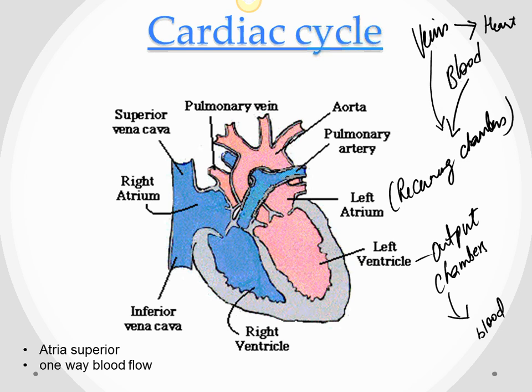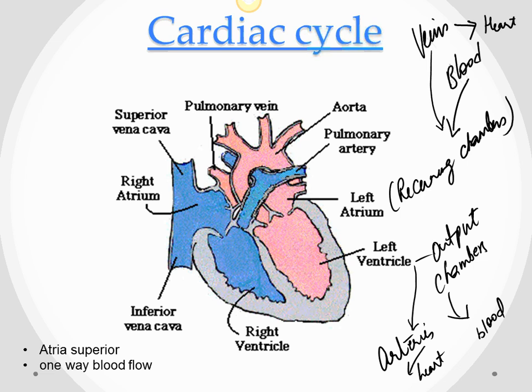Okay. Arteries take blood away from the heart. Ventricles push blood out of the heart. So it stands to reason that ventricles will be pushing blood into the arteries. Right? Okay? So let's look at the cardiac cycle.